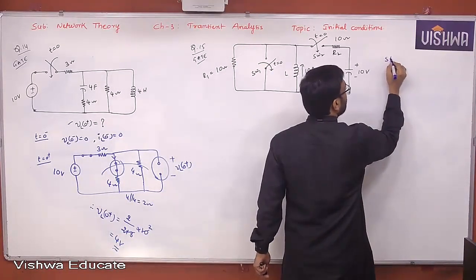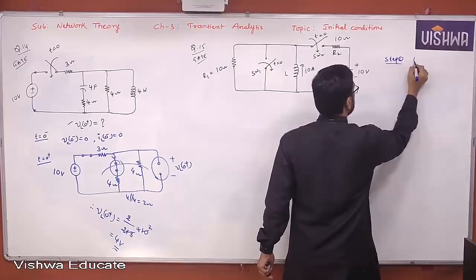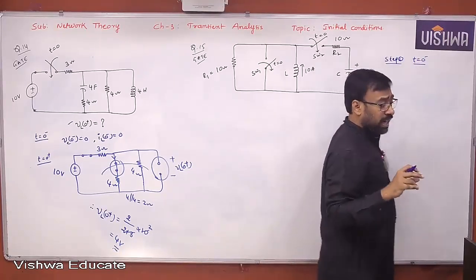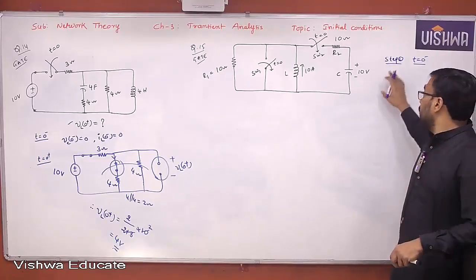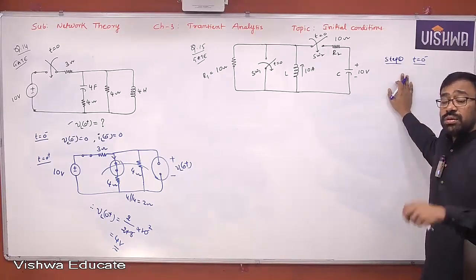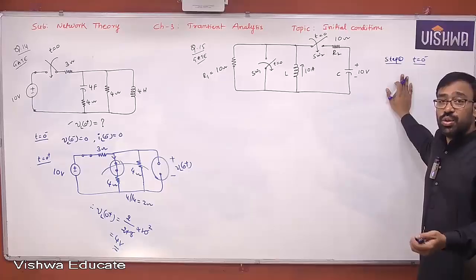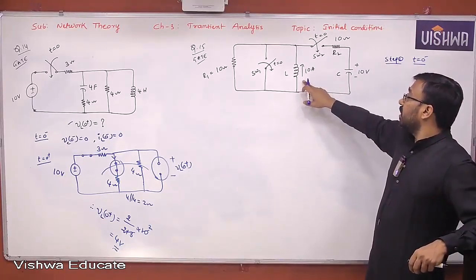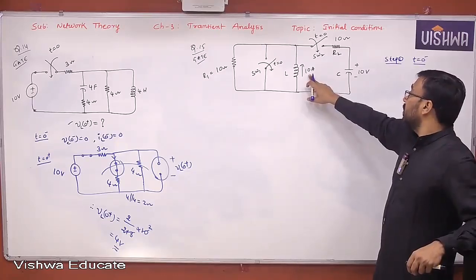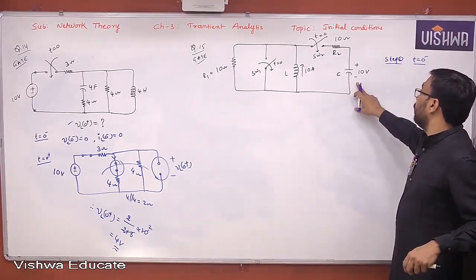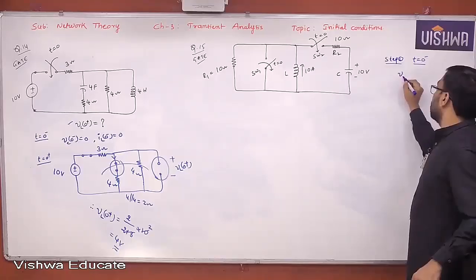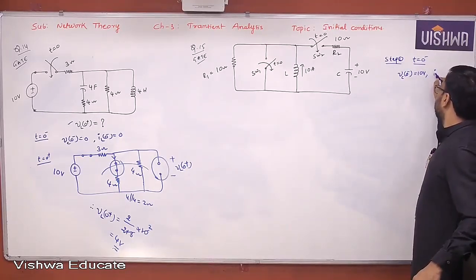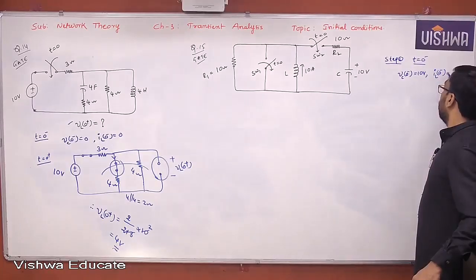First, step 1. What is step 1 actually here? T equal to 0 minus equivalent. But what is the objective in constructing the T equal to 0 minus equivalent? You would like to find the voltage across the capacitor and the current through the inductor. But you already know the current flowing in the inductor and the voltage across the capacitor before the switching operation. Therefore, let us take them as they are. Vc of 0 minus is 10 volt and IL of 0 minus is 10 amperes.